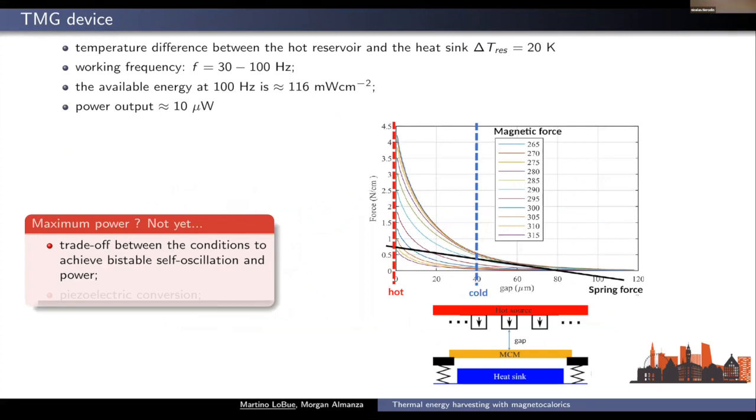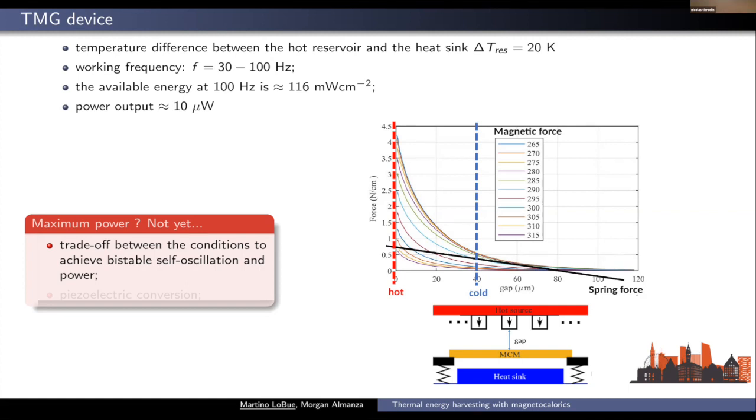And then, well, you say, okay, so we get this, we assembled the system. We have working points between 30 and 100 Hertz. That means that we have an energy available that is of the order of 100 milliwatts per square centimeter. Our system is about 1 square centimeter, so in principle, working on 20 degrees, on quite a thin temperature gradient, it could produce a lot of energy.